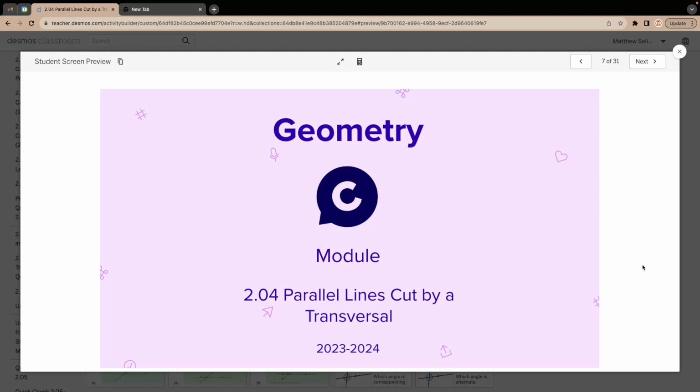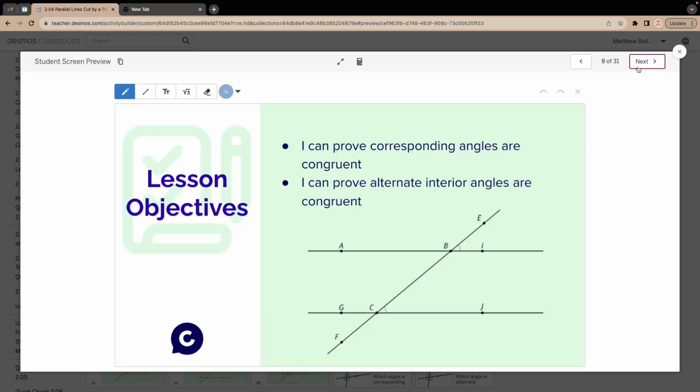Going over parallel lines cut by a transversal here. Super important lesson for not only Unit 2, but the rest of geometry. So make sure you got your notes out to write down these important vocab words coming up.